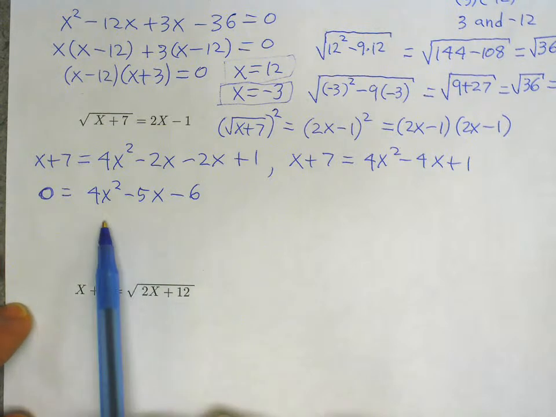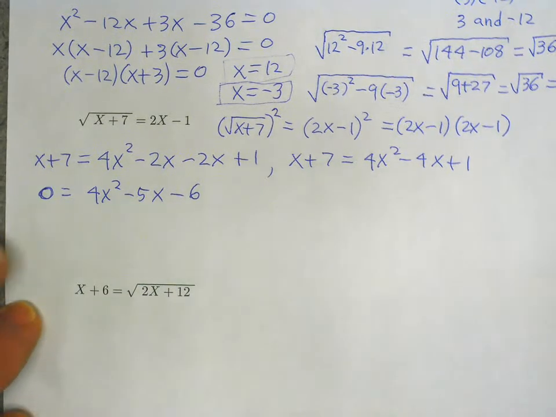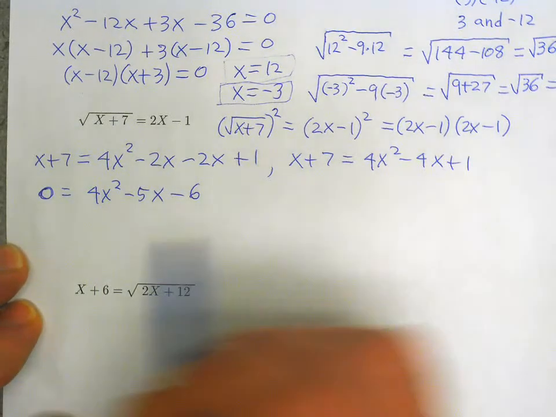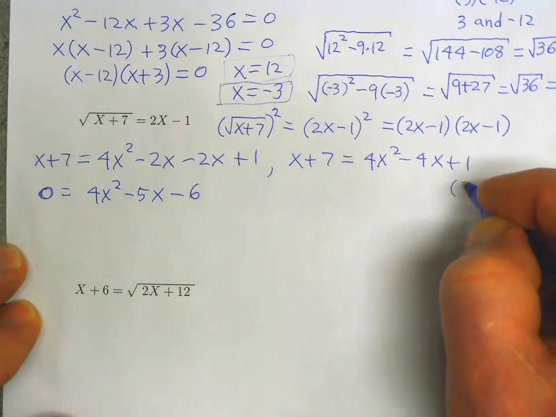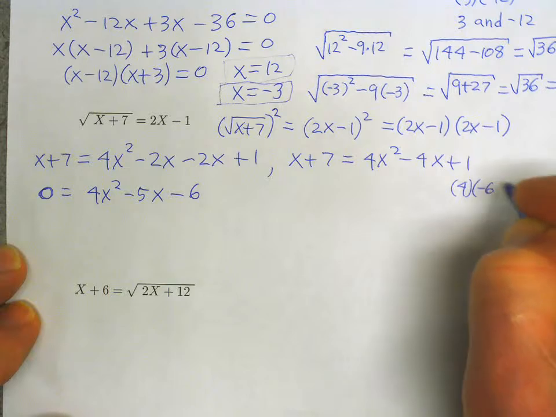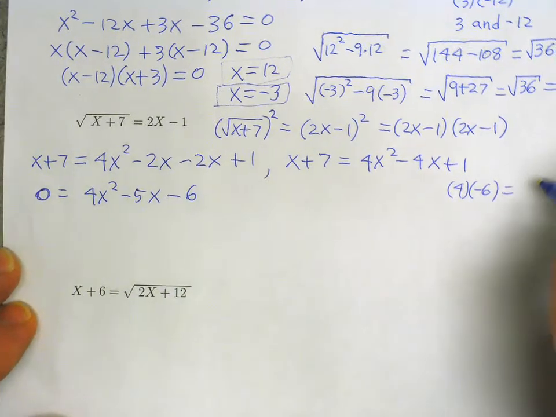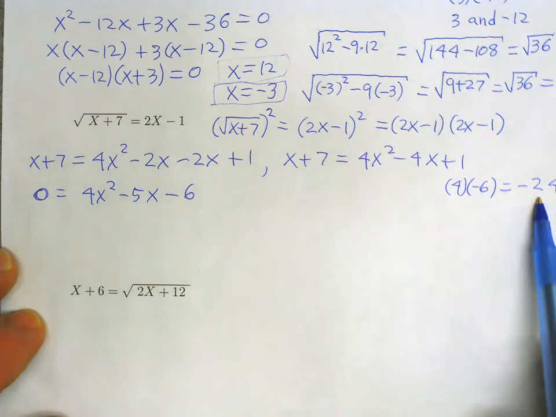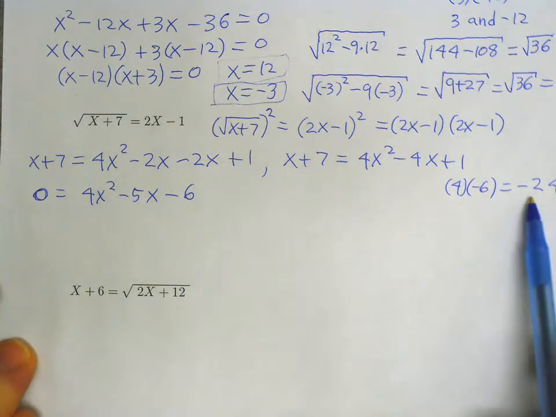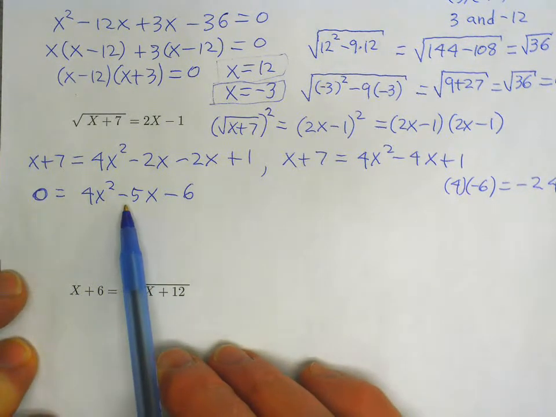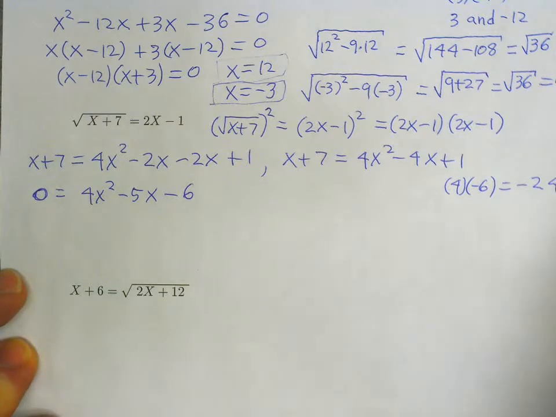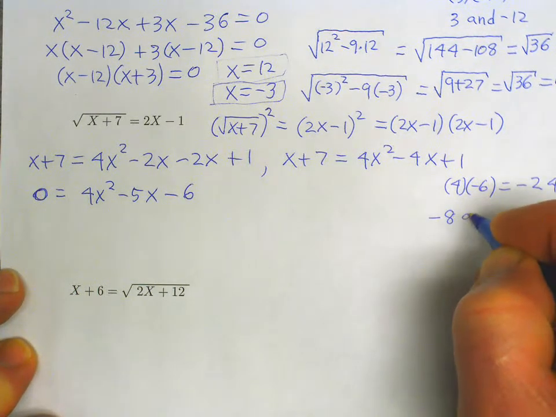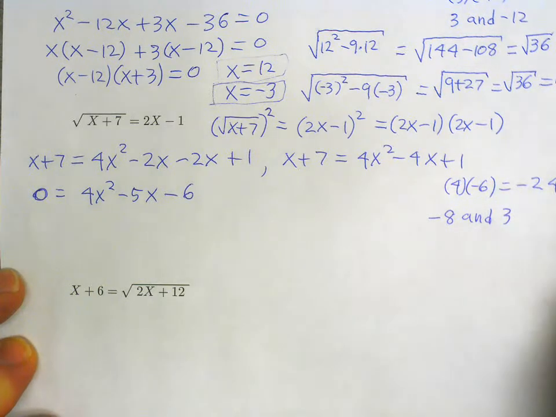Well, we can use the AC method again. So multiply 4 times -6. We get -24. We want to see if we can find two integers that have a product of -24 and a sum of -5. Well, those two numbers are -8 and +3.